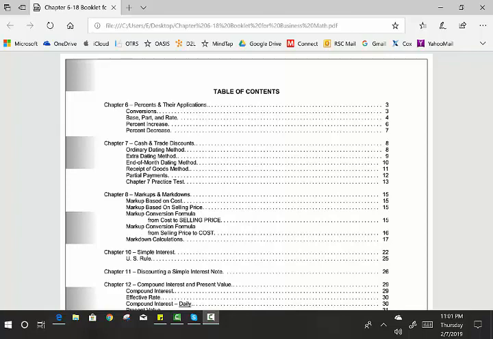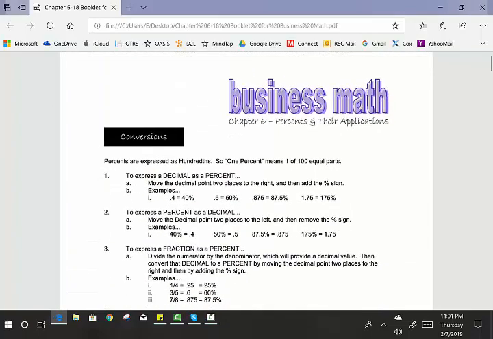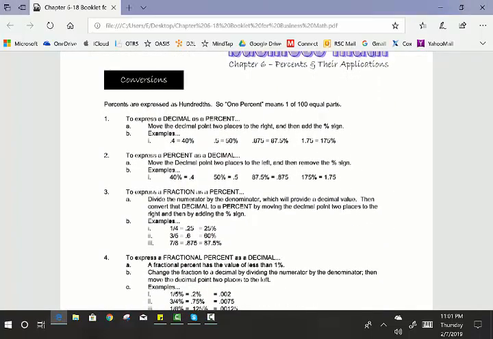This is a table of contents for a handout that is in a PDF format that's located in your learning management system, so you're welcome to download it and print a copy of that as well. In the meantime, I'm going to go ahead and move forward to Chapter 6.